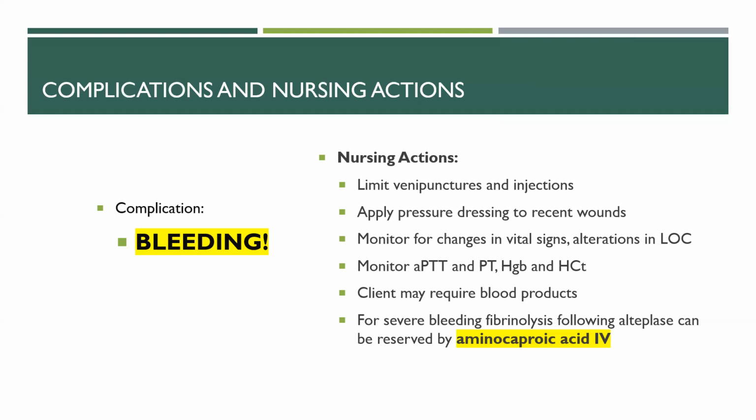You want to monitor for changes in vital signs. Once again, I might have a GI bleed that I don't know about, so I want to see, am I losing blood somewhere? If I'm losing blood, then I can potentially go into shock. So I'm looking for things like increased heart rate, decreased blood pressure, alterations in level of consciousness. So you want to make sure that you're looking at your neurochecks, because if I have a change in my level of consciousness, that may indicate that I have a hemorrhagic stroke.